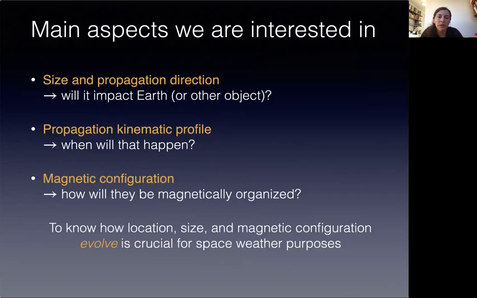Okay, so we are mostly interested in knowing how these three main aspects of CMEs evolve throughout the inner heliosphere. First of all, size and location. This will directly address the question of whether a particular CME will impact Earth or other object in space. Propagation kinematic profile. This is aimed at answering when will that happen. And magnetic configuration. This will answer how will they be magnetically organized when they impact Earth or other object.